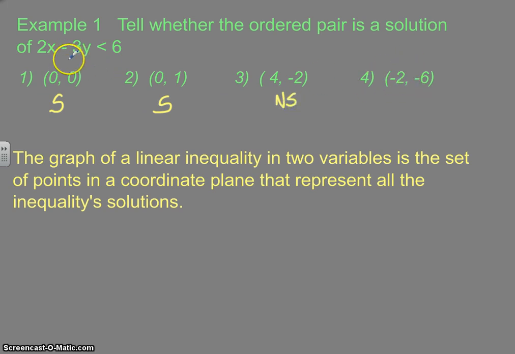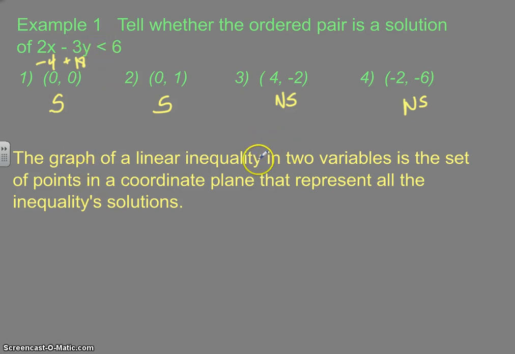Next one, plug in negative 2 for x. I get negative 4 when I do that. Negative 6 for y, I get positive 18. Is that less than 6? No, not a solution. So this is something you've done before, and you should be able to do it again fairly well. Instead of equals, though, we're dealing with inequalities. It doesn't have to equal this number, and you have to remember that when you're doing this. It's just got to make the statement true.